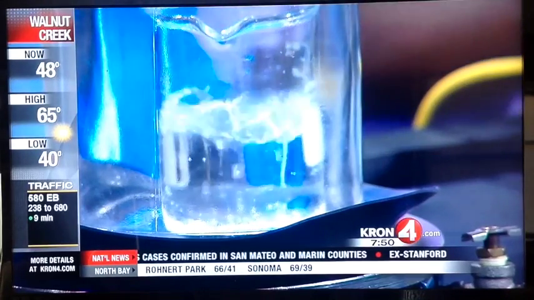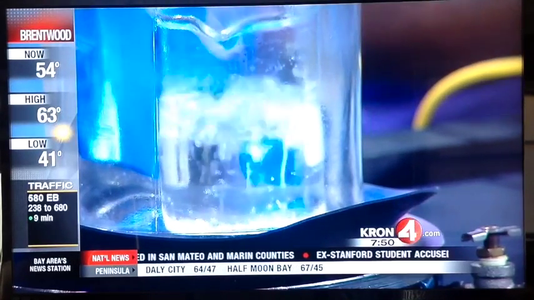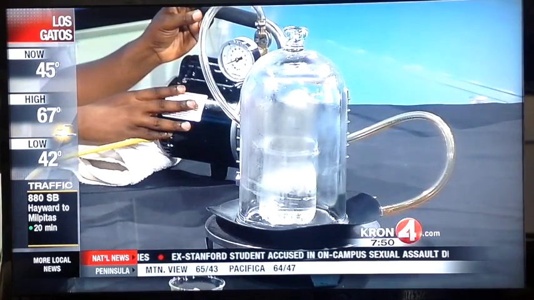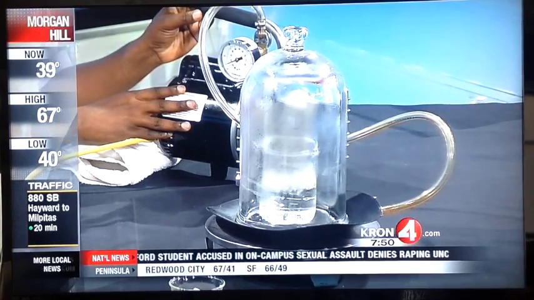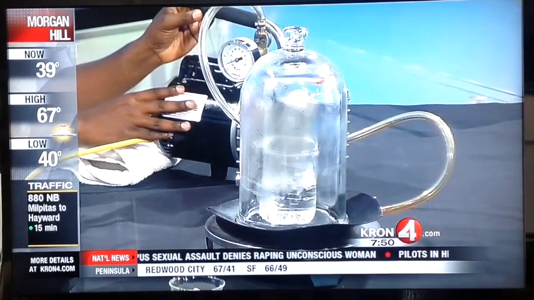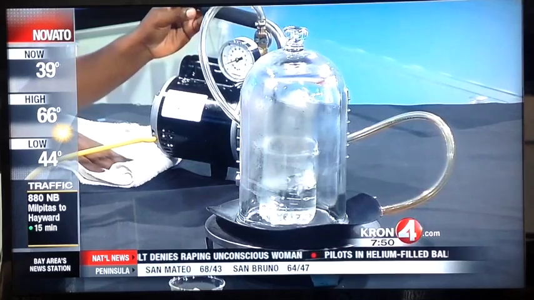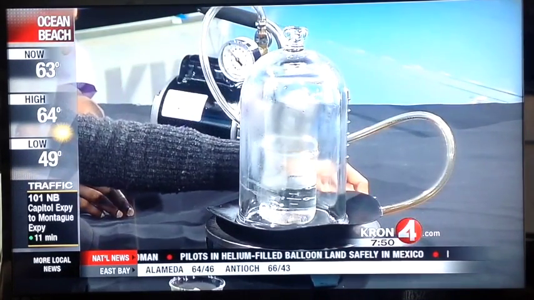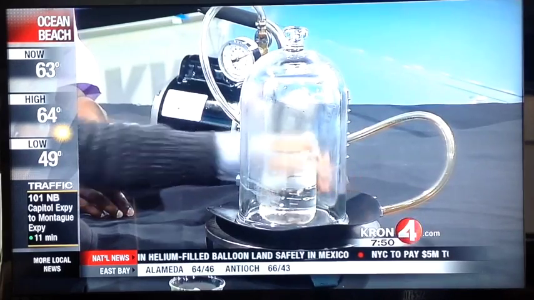What's happening here? Explain what's going on. So it's the same idea. There's pressure that allows the water to retain its liquid form. But when we remove that pressure in the vacuum chamber, it vaporizes. Okay. But here's the tricky thing. As you're releasing the pressure, we're letting everything back in.